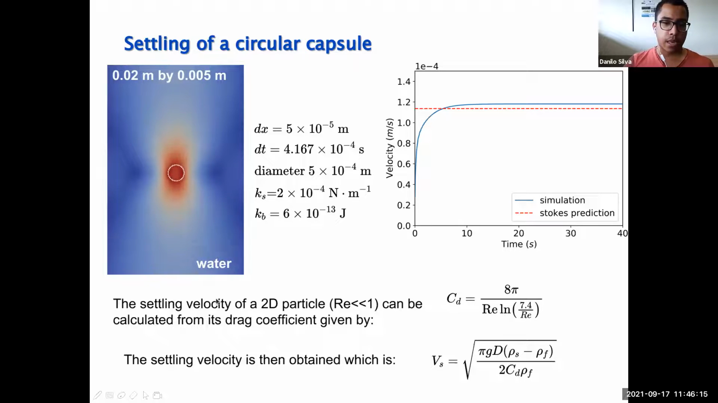And the settling velocity is basically calculated from the drag coefficient from its Reynolds number. We can calculate our drag coefficient solely based on the Reynolds number, only for Reynolds numbers very, very much smaller than 1. And then we can obtain our settling velocity. And we can see that we are able to recover the motion of this capsule in a fluid. If we plot the velocity against time, we can see our Stokes prediction and the simulation are very close together, with a percentage error of less than 3.5%.